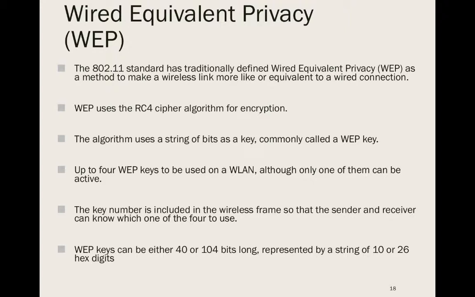You can define 4 different WEP keys, but you can only use one of them. All these WEP keys are numbered, so when the transmission is happening, the number of the key should be identified so the receiver and sender know which one to use. WEP keys can be either 40 or 104 bits long, represented by a string of 10 or 26 hexadecimal digits. You can practice this WEP key configuration in lab 5, where you can define different keys and only use one of them.